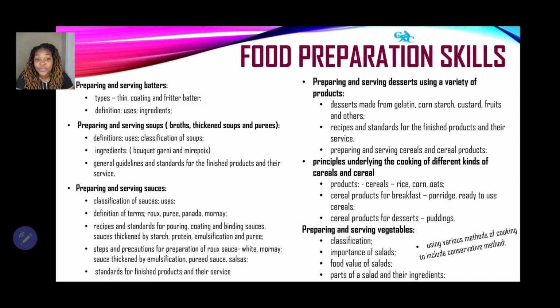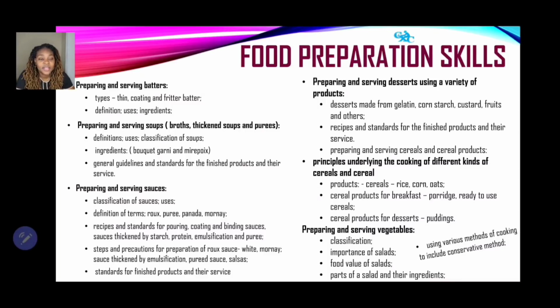Good. So you must know the classification of sauces and their uses, definition of terms such as roux, puree, panada, mornay. Good. And also the steps and precautions for making a roux sauce, or say white, mornay, a thickened sauce, a sauce thickened by emulsification.